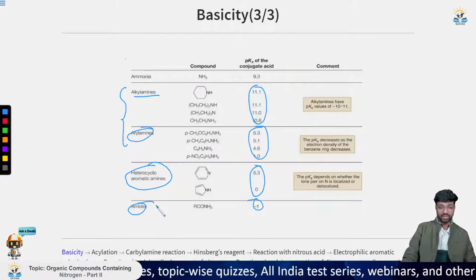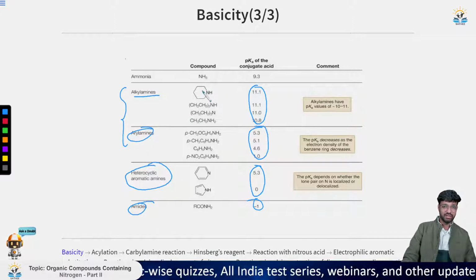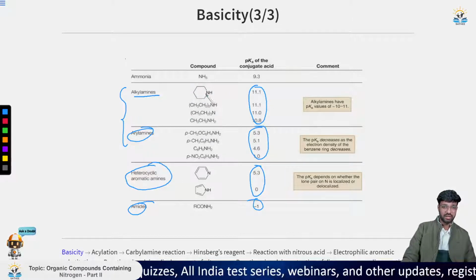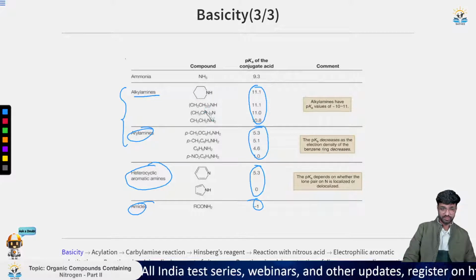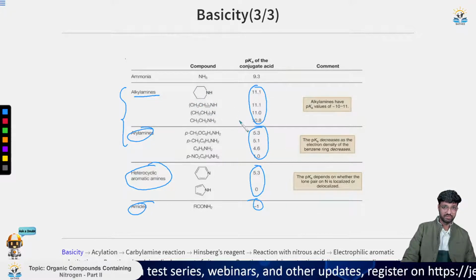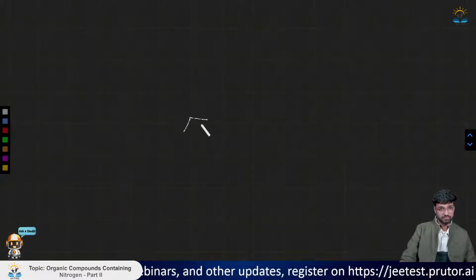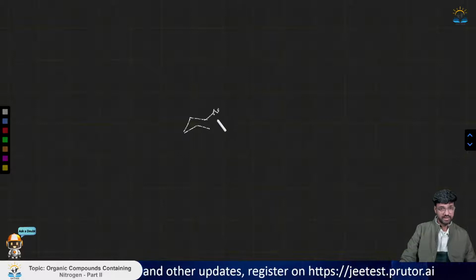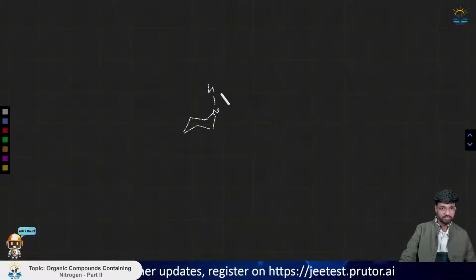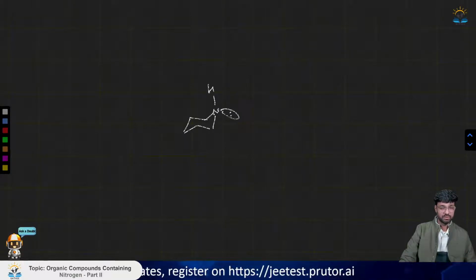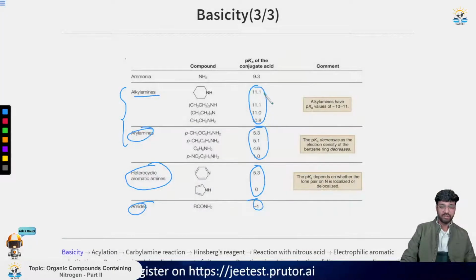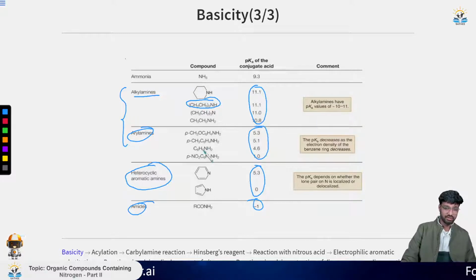Now, if we go deeper into this order, you can see that this is the most basic one, and it is present in this form. So this is the most basic one with a pKb value of 11.1. Then of course we have the 2 degree, then the 3 degree and the 1 degree. I have told you this order earlier also.